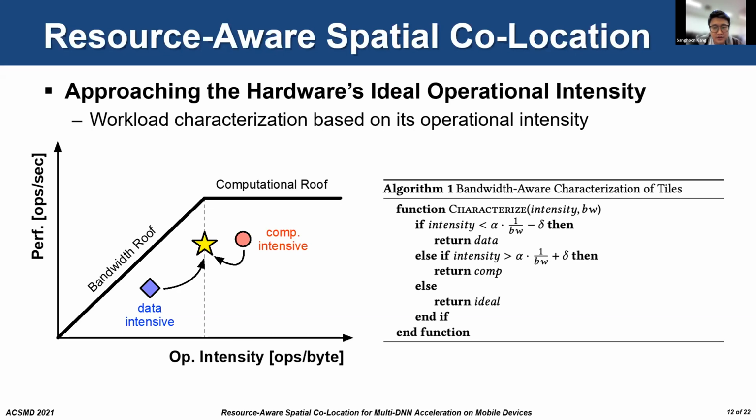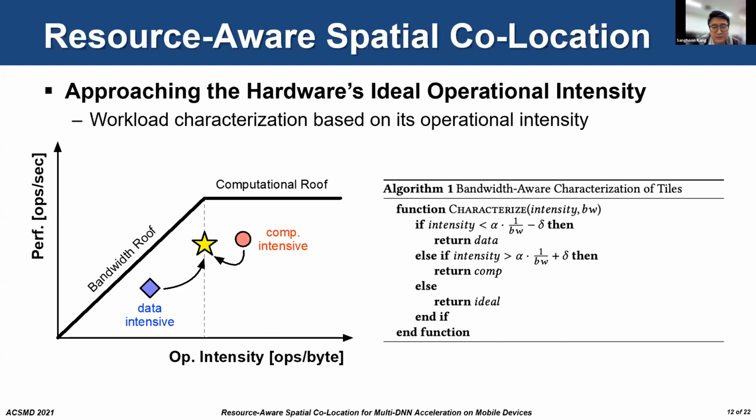Following the roofline model, to define whether the target task is data-intensive or computation-intensive, we use the operational intensity of the workload, which is dependent on the layer's configuration. The algorithm on the right shows a characterization flow of the workload. If the task's operational intensity is smaller than alpha over bandwidth minus delta, it is considered to be data-intensive. The hyperparameter alpha is a hardware-dependent parameter, which is proportional to the peak performance of the MPU. And delta is a parameter defining the margin around the decision boundary.